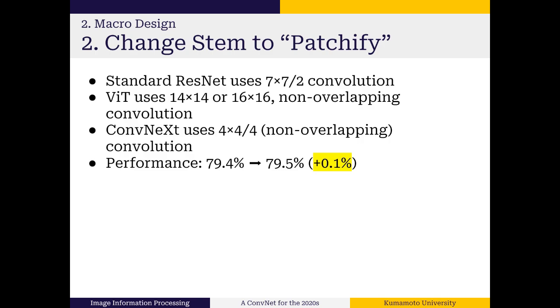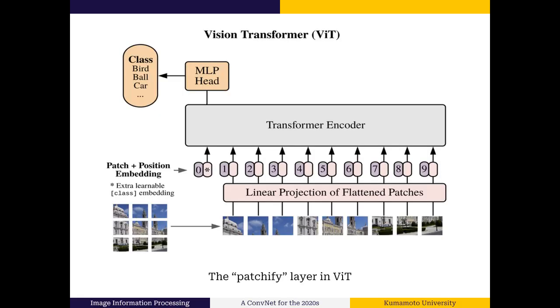The standard ResNet uses 7 by 7 stride 2 convolution, while ViT uses 14 by 14 or 16 by 16 non-overlapping convolution, and the proposed ConvNeXt uses 4 by 4 stride 4, which means non-overlapping convolution. This step increases the performance by 0.1%. This is the illustration of the patchify layer in ViT, where the input image is broken down into patches and each patch position is embedded before being fed into the encoder.